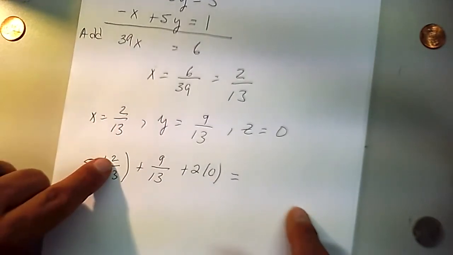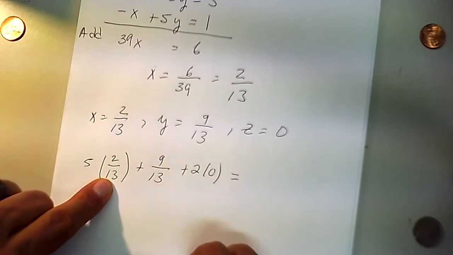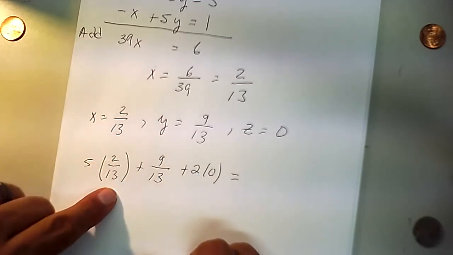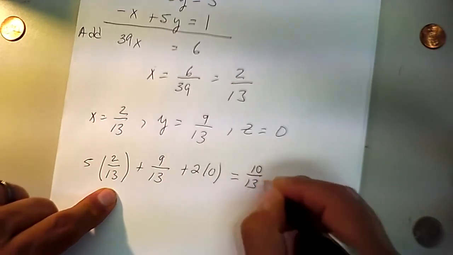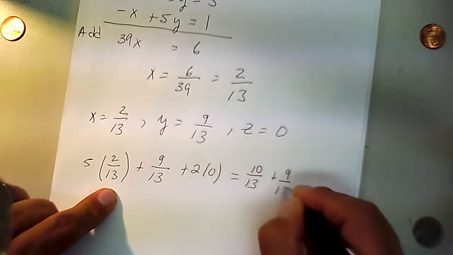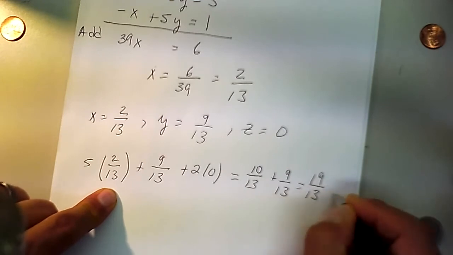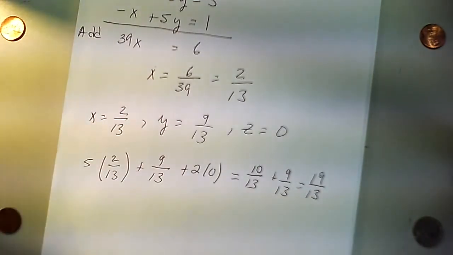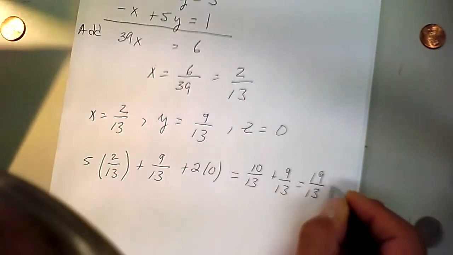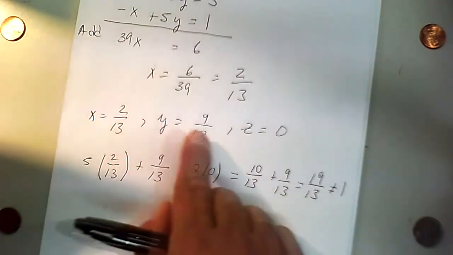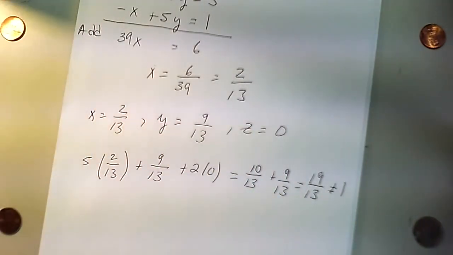So that is 10 over 13 plus 9 over 13 equals 19 over 13. But we are supposed to obtain 1, which means that is not equal to 1, which means there is a mistake, at least one mistake, if not 3 mistakes there. Okay, let me check.